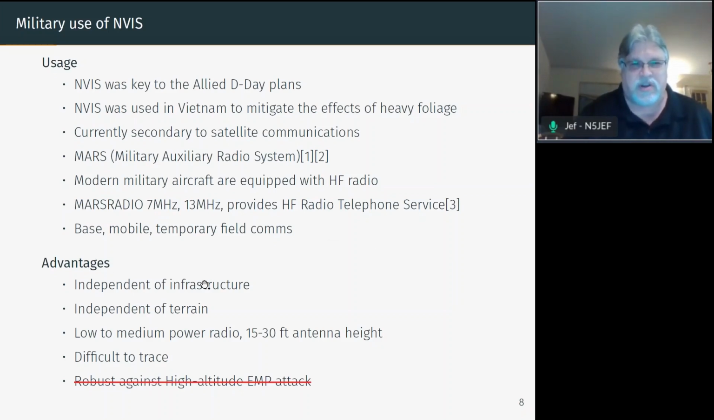Again, independent of infrastructure, independent of terrain, low to medium power, difficult to trace. When you shoot your radio waves straight up and they come down in a surrounding area, it's hard to tell where they came from, because you can't do terrestrial radio direction finding. I crossed out the last line because I just wrote it wrong. The point was supposed to be that in the case of a high altitude EMP attack, we'll talk more about that, it's very quick and easy to set up NVIS, so it's resilience rather than robustness.